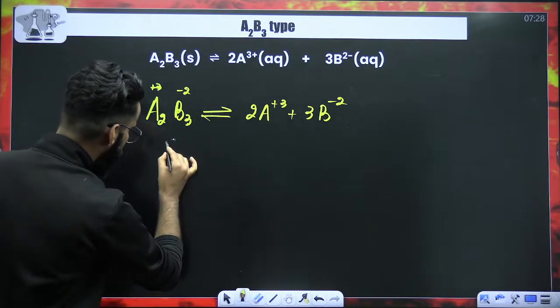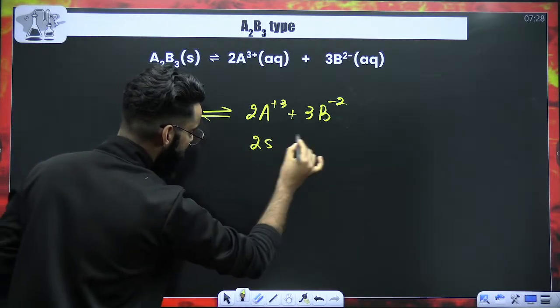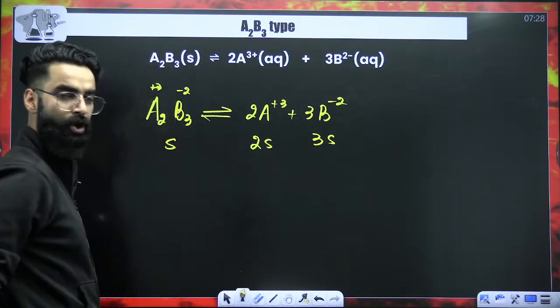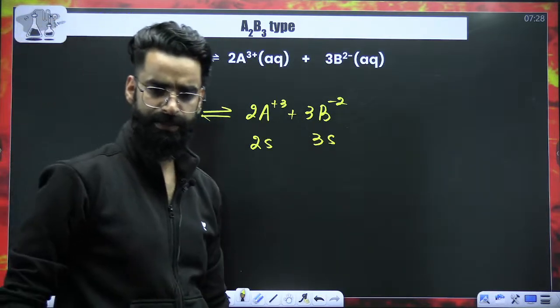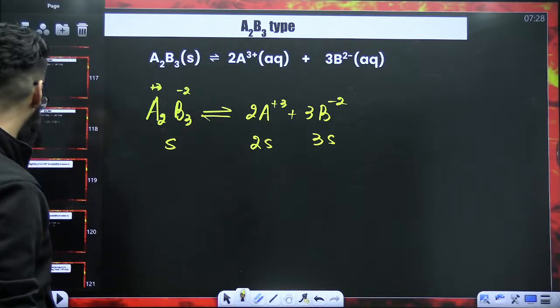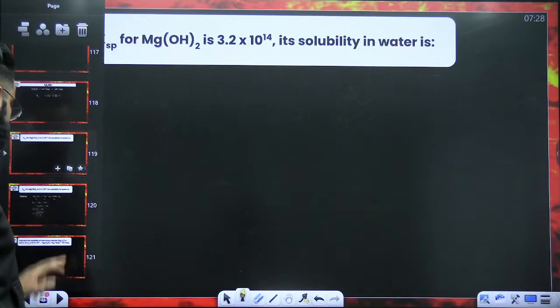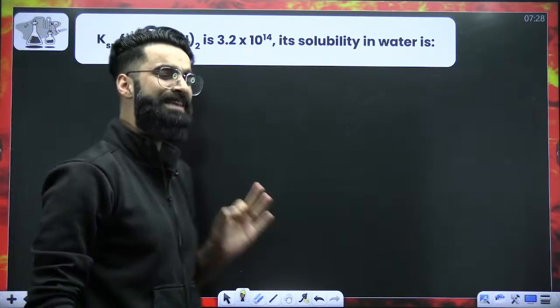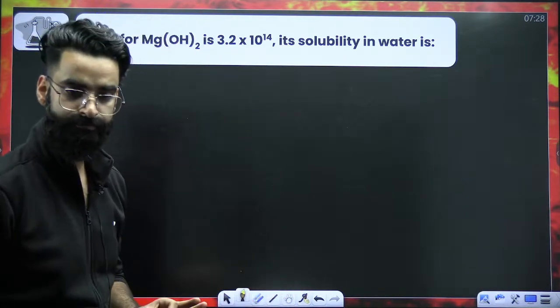Perfect. Let's say its solubility is S. So this has to be 2 times S. This has to be 3 times S. In short, now you can write the expression for KSP. Perfect. So let's try to solve some questions so that you can understand the types of questions which can be asked. One basic question with which I'm starting.